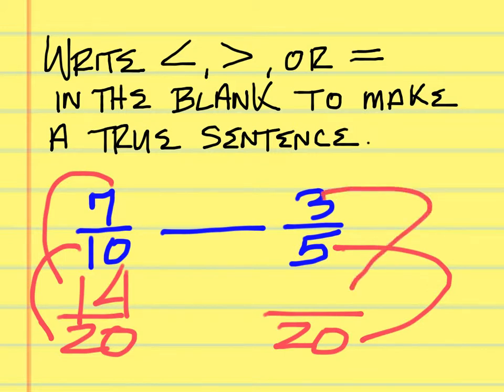4. So what's 3 times 4? Which one is the larger fraction? 14 over 20. So the mouth opens this way. That means 7/10 is greater than 3/5. It is possible to use a denominator of 10 in this case.